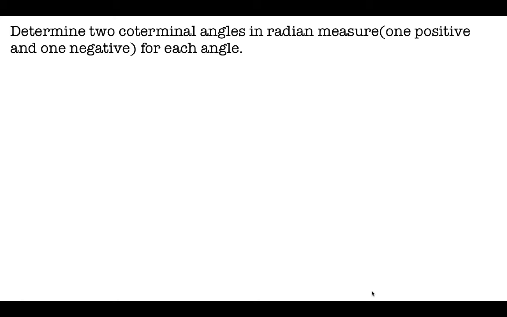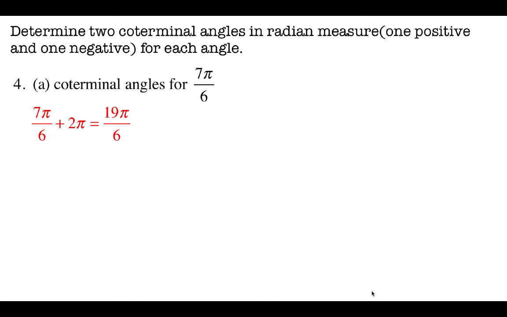Determine 2 coterminal angles in radian measure, 1 positive and 1 negative for each angle. So we start with 7 pi over 6. What we're going to do is take 7 pi over 6 and add 2 pi to it. 2 pi we know is 1 revolution, or 360 degrees, and that's how we end up with 19 pi over 6. Now this is a positive one, come up with a negative one. So instead of adding, now I'm going to take away 2 pi, and I end up with this. These 2 angles are coterminal to 7 pi over 6.